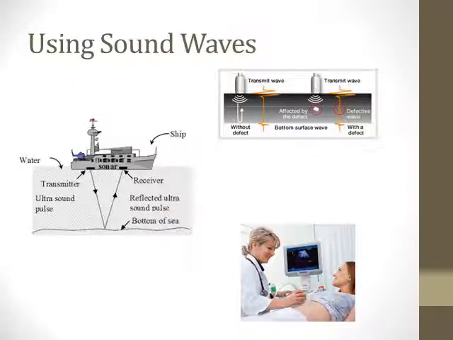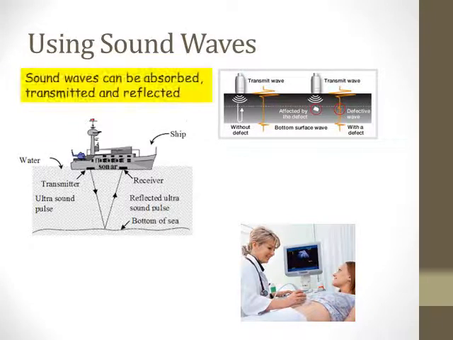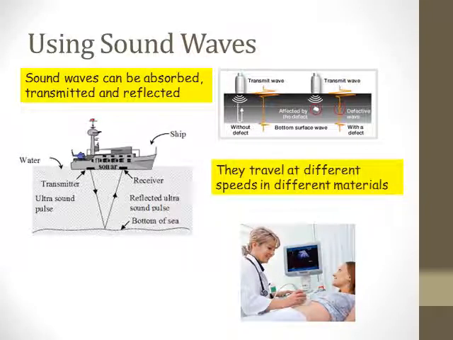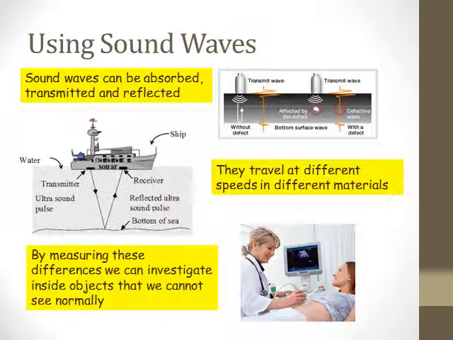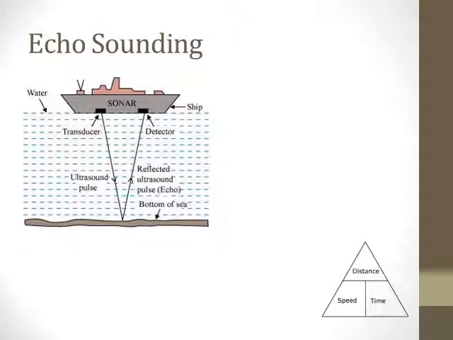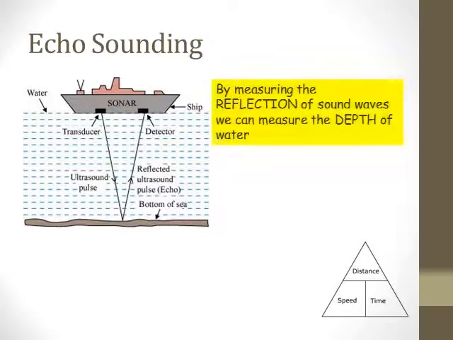Sound waves higher than 20,000 hertz, which we can't hear, are called ultrasound. And although we can't hear them, they still work the same way as any other waves. They can be reflected, absorbed, and transmitted, and they'll speed up and slow down in different materials. We can measure how these waves travel through different objects, and that lets us see inside objects that we wouldn't normally be able to. For example, boats can use ultrasound waves to work out the depth of water beneath them.